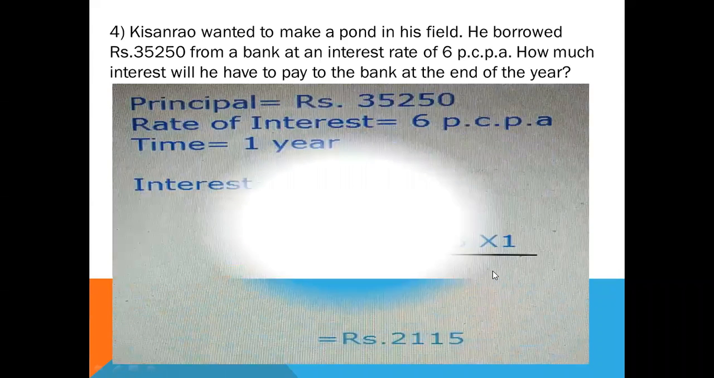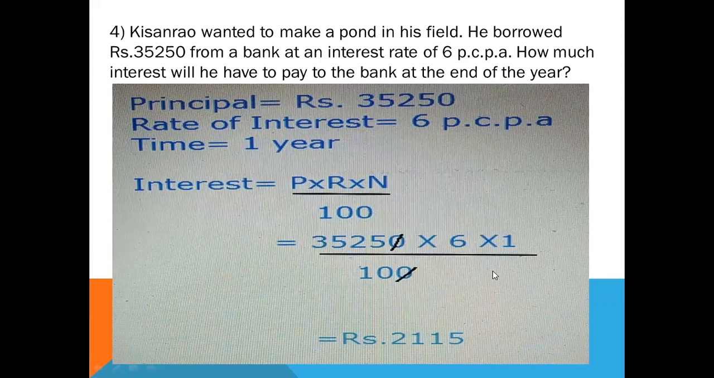So again, first we'll write whatever is given. Principal is rupees 35,250. Rate of interest is 6% per annum, and our time is 1 year. Now, how to calculate interest? The formula is P into R into N upon 100. Now here P is the principal, 35,250. R is 6, that is the rate of interest, and the number of years is 1, upon 100. Again, by calculating all the numbers, we'll get the answer as 2,115.